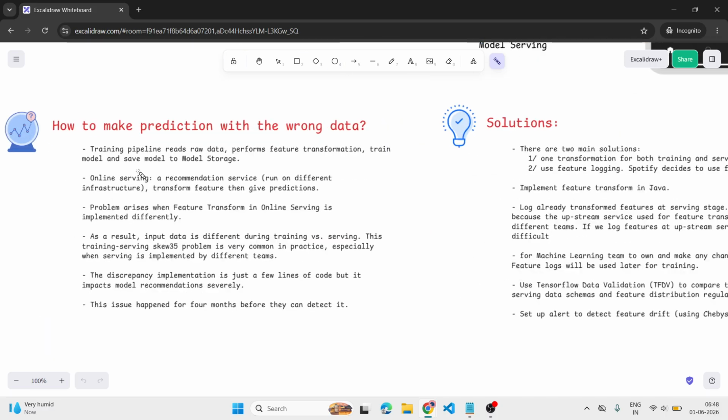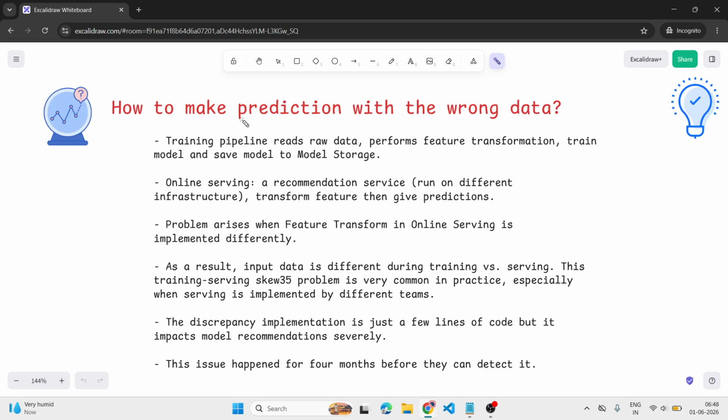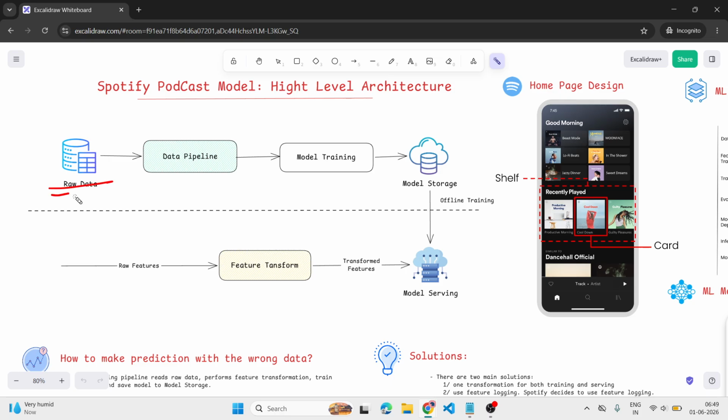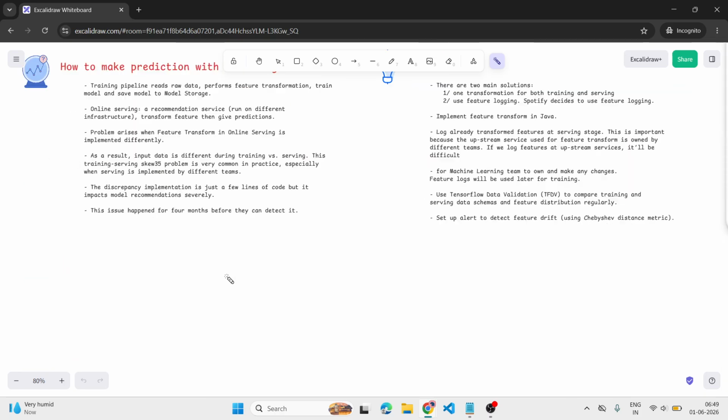So let's understand how to make a prediction with the wrong data. First of all, why do we need to predict with the wrong data? Because sometimes we don't have enough data to predict, and sometimes the training data and the serving time data are different. While we are training on this data, when the user wants to play something, the ML model suggests I play this. So this goes on top.